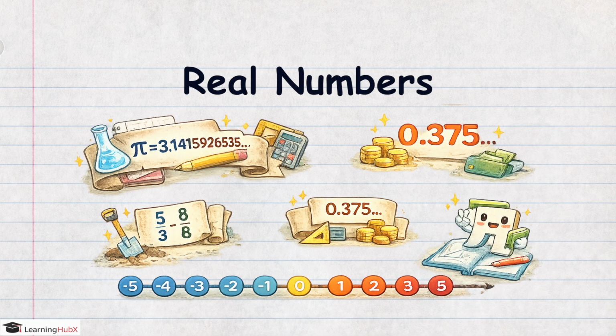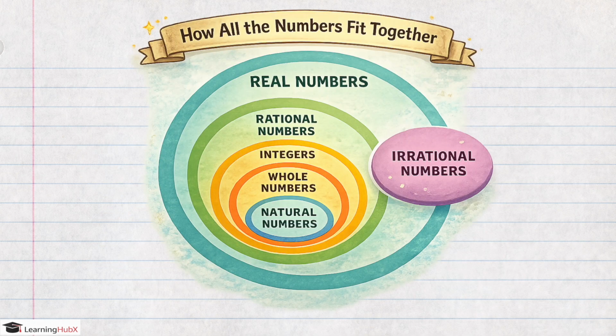Now here's the big picture. All the numbers we've talked about, rational and irrational, belong to one group. They are called real numbers. Every point on the number line is a real number. If you can place it somewhere on the number line, it's real. Here is how all the types of numbers fit together.